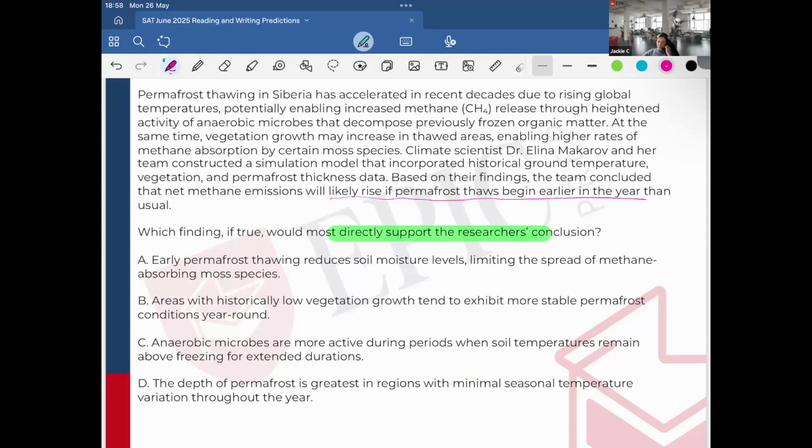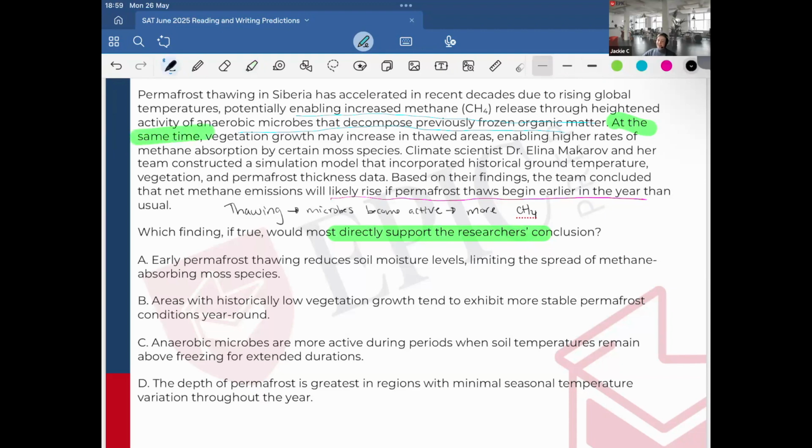Okay, so this one does seem to have more of a cause and effect type of relationship. And that's something I want to take note of, which, here, methane released through heightened activity of anaerobic microbes that decompose previously frozen organic matter. So basically, on my note sheet, I'd be like, all right, there's thawing that's occurring. The microbes become active. And then consequently, there is more CH4 or methane release.